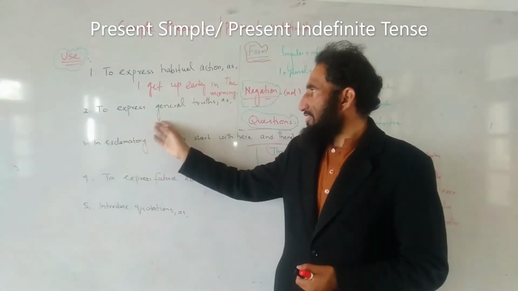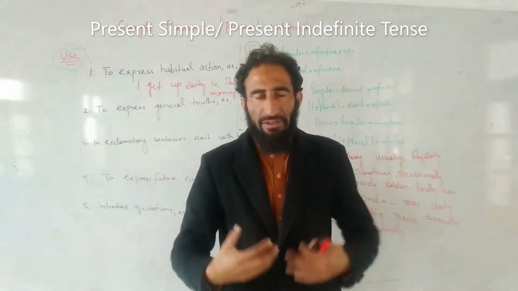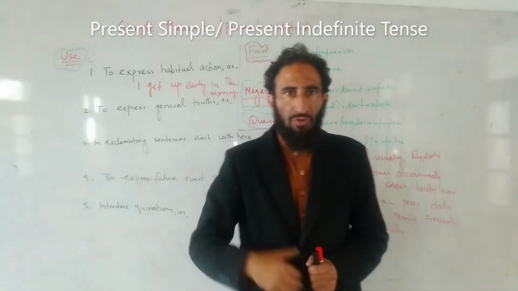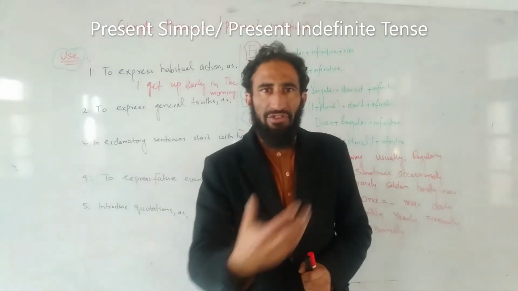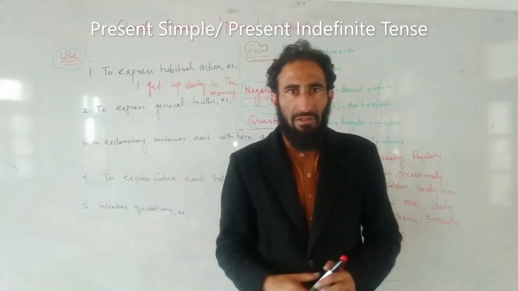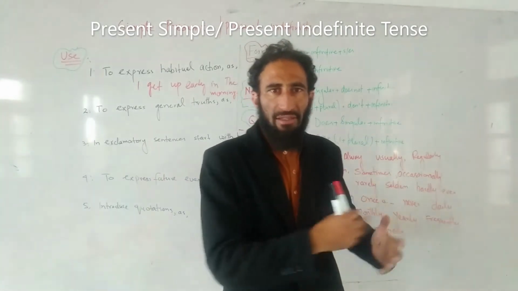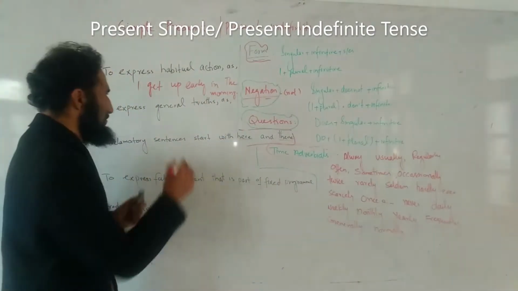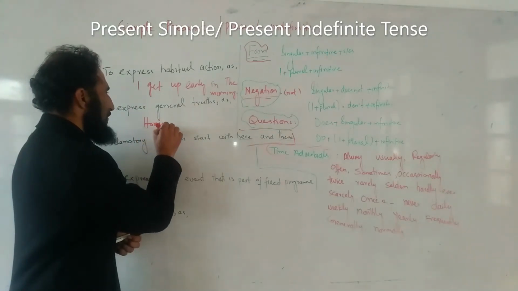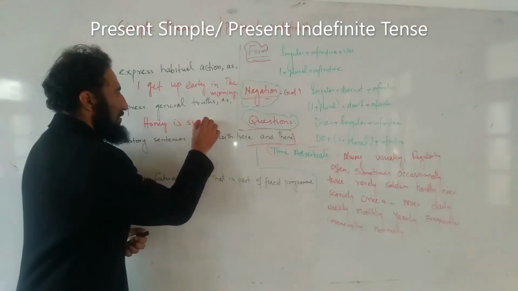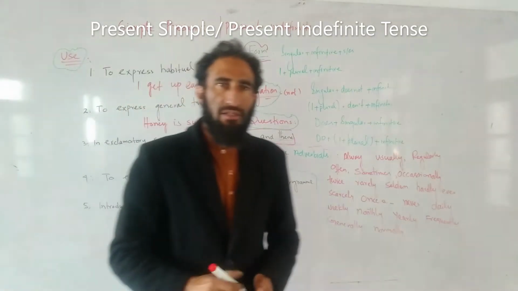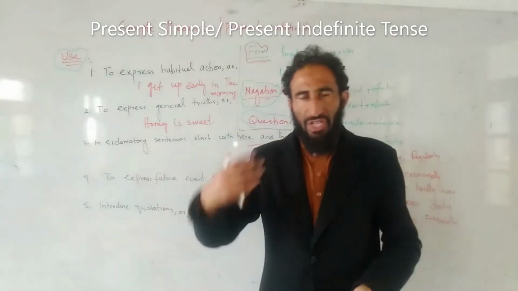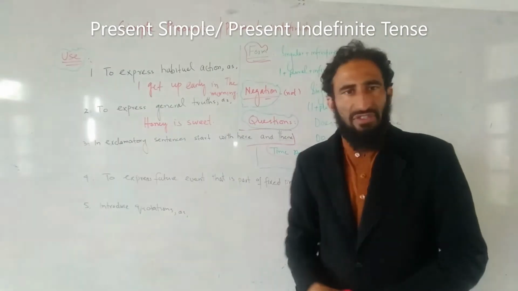The next is to express the general truth. The general truth is which is acceptable to everyone and no one can deny. For example, if I say the sun sets in the west, the sun rises in the east, or you can say honey is sweet. Honey is sweet. So this is a general truth. When we talk about the general truth, we use simple present.